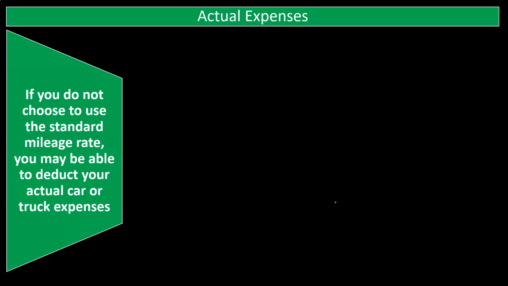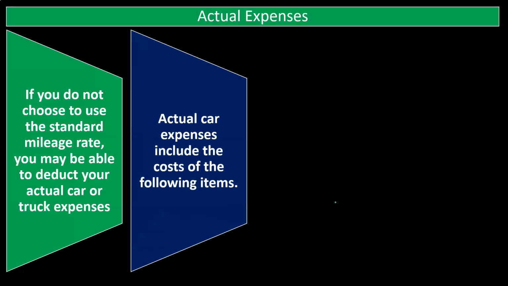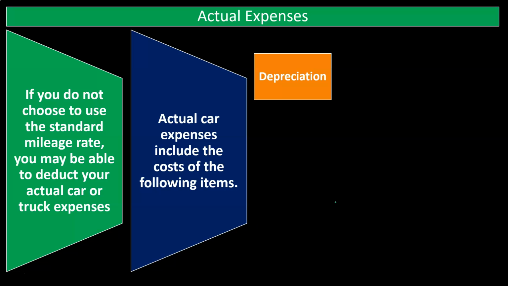Actual expenses. So now we're moving from a mileage method to the actual expenses, meaning we're going to be counting up the gas and whatnot, saving those receipts, and then having to calculate the depreciation. So if you do not choose to use the standard mileage rate, you may be able to deduct your actual car or truck expenses. Actual car expenses include the cost of the following items: So we have things like depreciation.